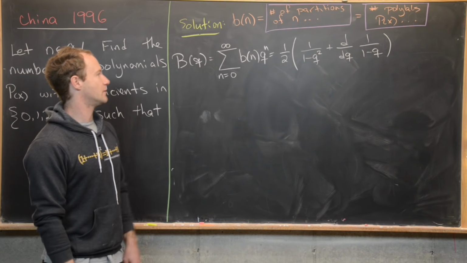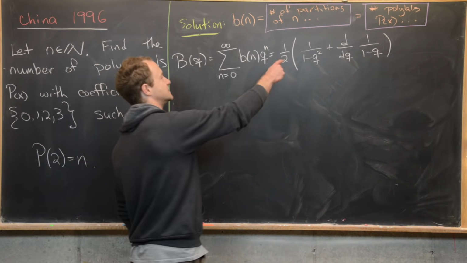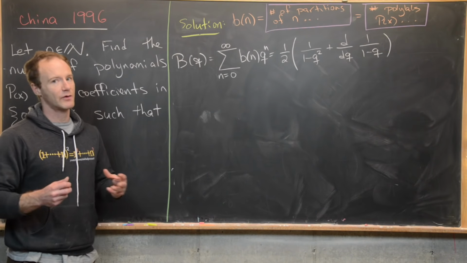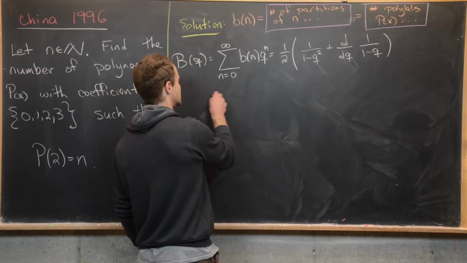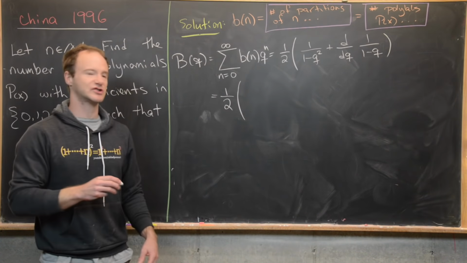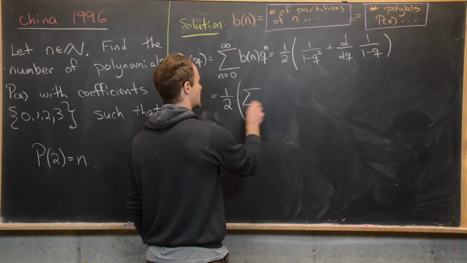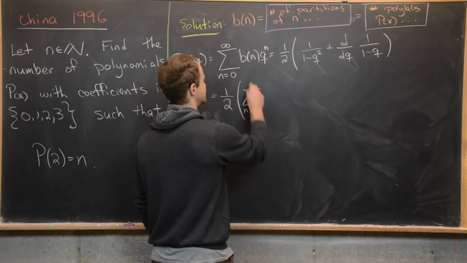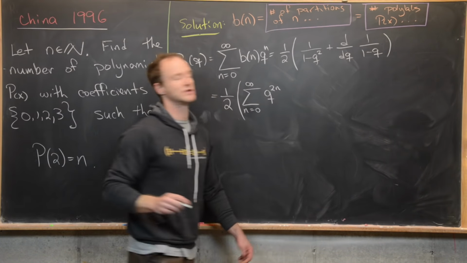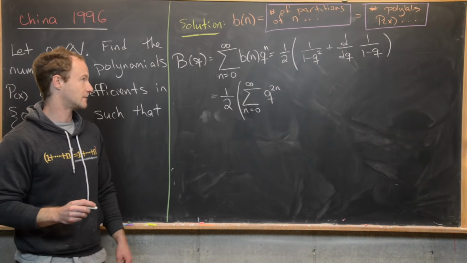So we called it capital B of q, and it was equal to 1/2 times 1 over 1 minus q squared plus the derivative with respect to q of 1 over 1 minus q. Now I want to expand these as geometric series. So that's going to give me 1/2. Can expand this thing as a geometric series pretty easily. That's going to be the sum as n goes from 0 to infinity of q to the 2 to the n. In other words, q to the 2n, like that.